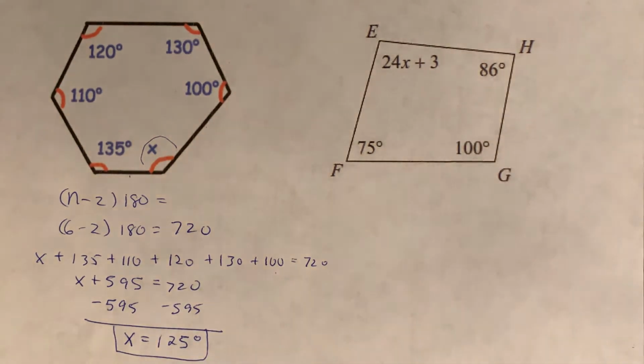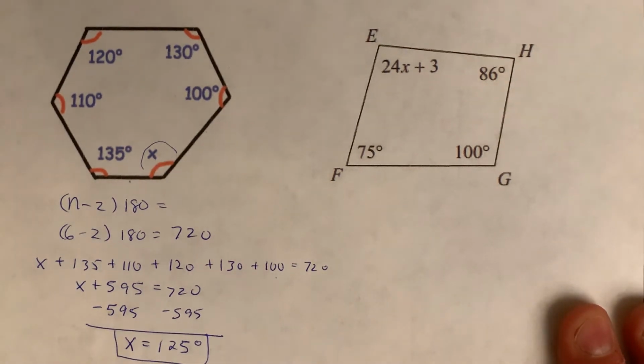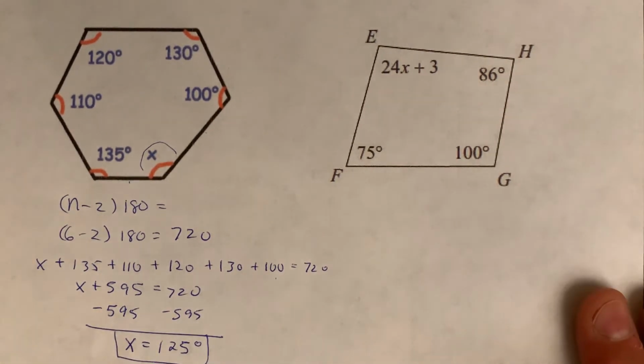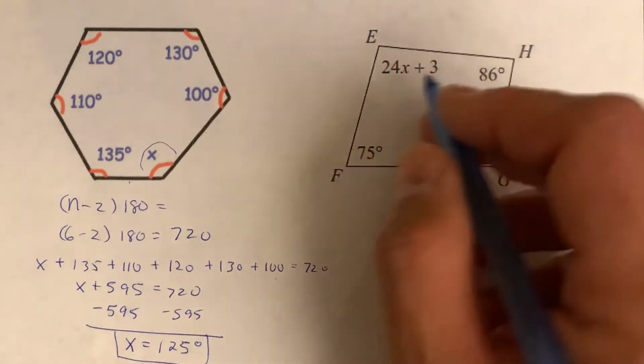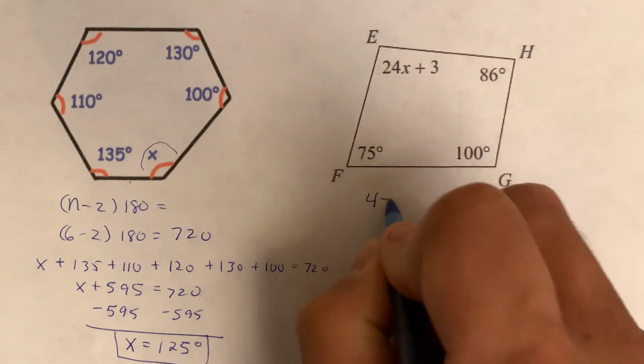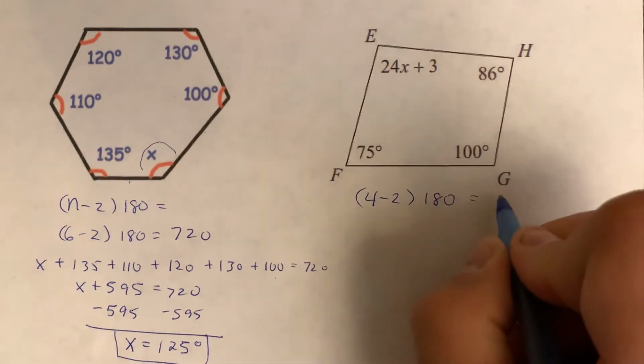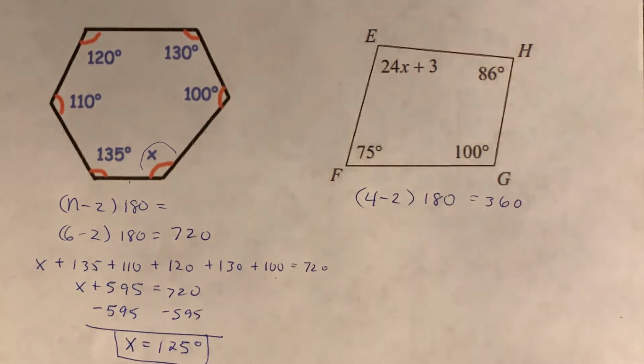This one's a little harder now. Look at this one here. It's a quadrilateral. It's got 4 sides. So let's first start by finding the sum of all the interior angles. We do that again by taking n minus 2. There's 4 sides, so 4 minus 2 times 180. That gives us 360.